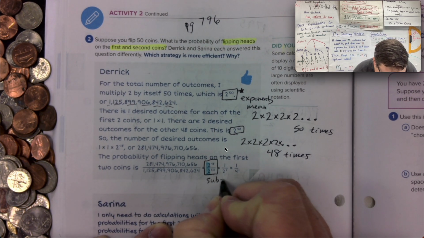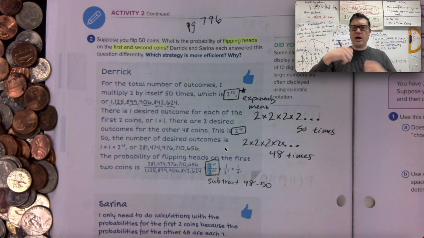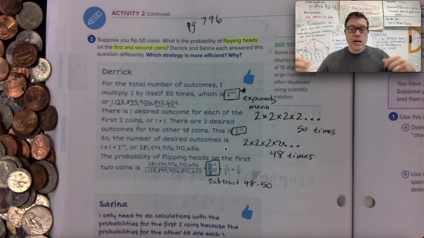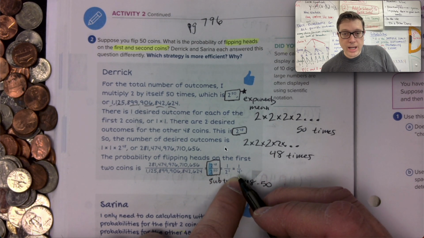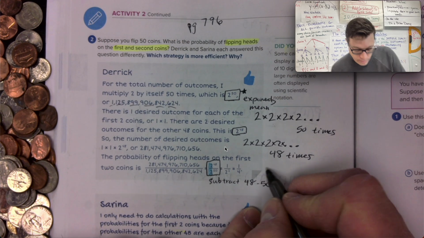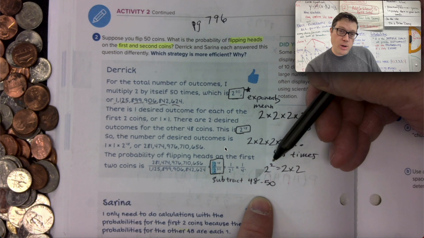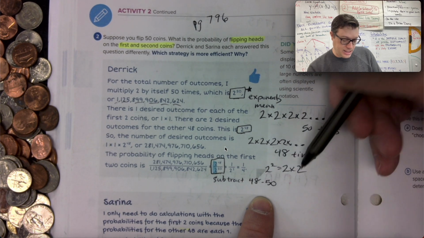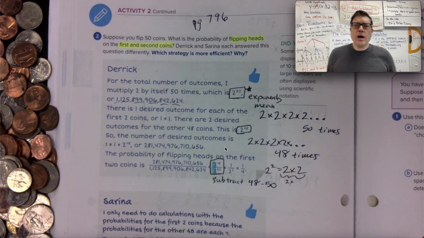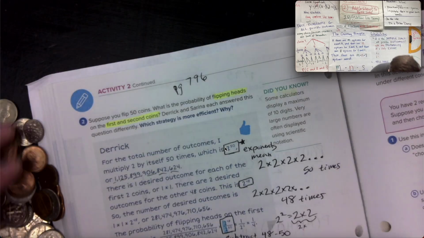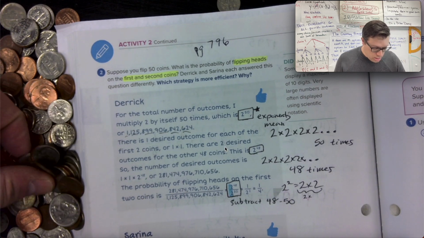So subtract 48 minus 50. Or certainly the other way is cancel 48 times. And when you cancel 48 times, 2 2's will be left on the bottom. And then when you reduce that, 2 squared, remember, 2 squared is 2 times 2. The little exponent says multiply the base times itself 2 times. Okay? So, yeah, he comes up with 1/4. All of those coin flips don't matter. Maybe that's the conclusion.